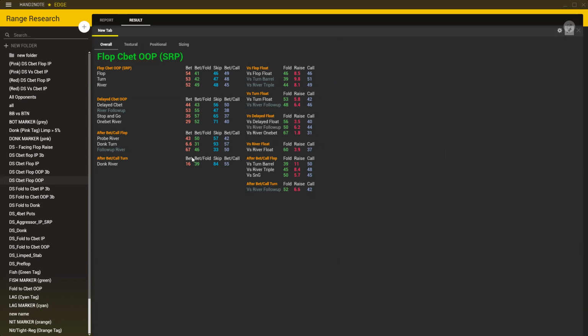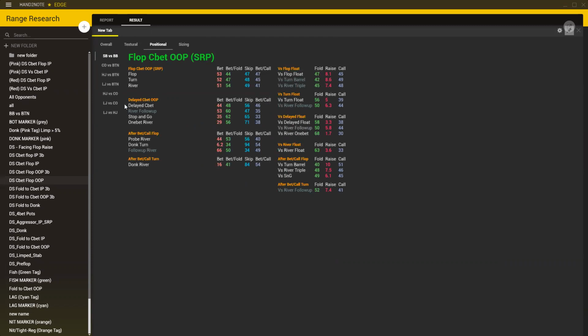Now let's break this down by some additional variables. First of all, we have texture, and that's specifically going to be flop texture. And then we have position or formation. So let's start with formation, and we're just going to compare early position versus late position formation. The latest position incarnation of this is obviously going to be big blind versus small blind.